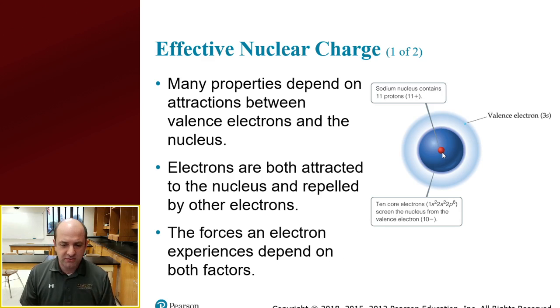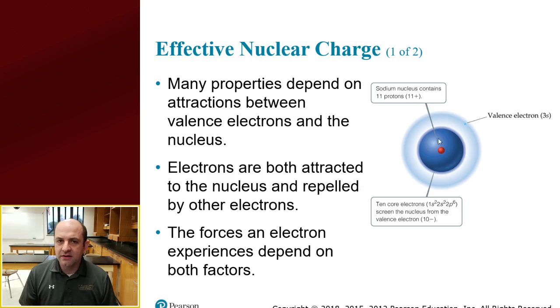So the idea here, here's sodium. We've got 11 protons in the middle. We have 11 electrons total, but 2 of them are very close in the 1s. And then 8 of them are kind of closer in the 2s and the 2p. But then we have this one valence electron out here in the 3s. So how is this one electron on the outside going to be different?